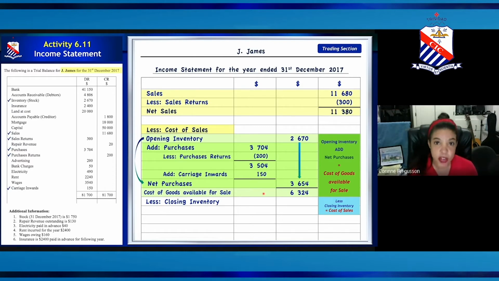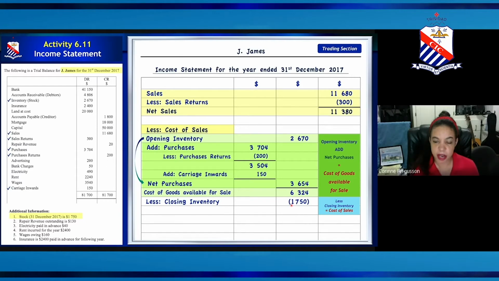And where do you find your closing inventory? In your notes. So down below here, you see where this animated man is looking. And right in your notes there, closing inventory. See down below here, highlighted for you, that is your closing stock. So your closing stock is 1,750. So you're going to put that here, right underneath your cost of goods available for sale.